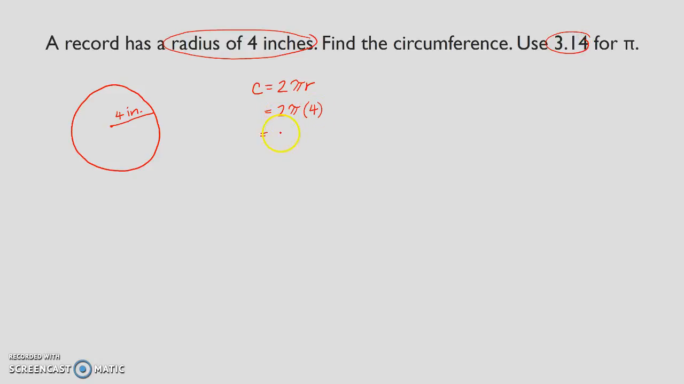So 2 times 4 is 8. 8 times 3.14. Now the hardest part is over. All you have to do is multiply. So 4 times 8 is 32. 1 times 8 is 8, plus 3 is 11. 3 times 8 is 24, plus 1 is 25. 2 numbers to the right of the decimal, so move your decimal 2 places. And our answer here is 25.12 inches, inches, sorry. Getting carried away.